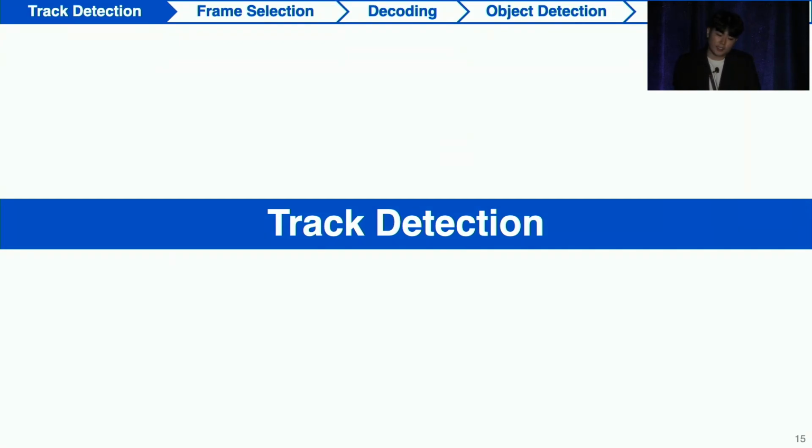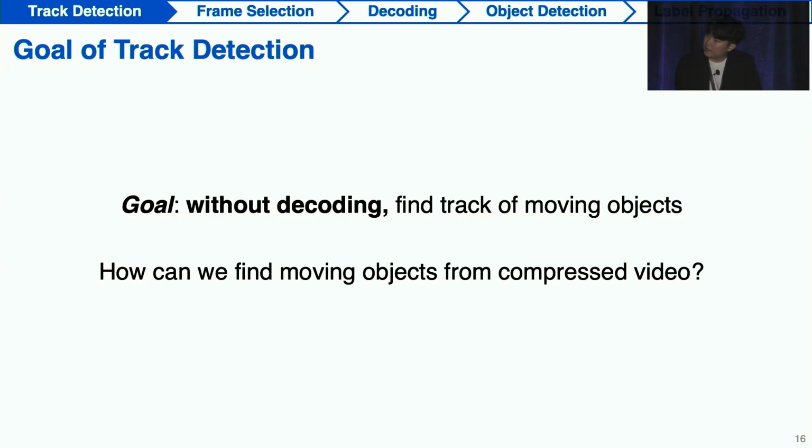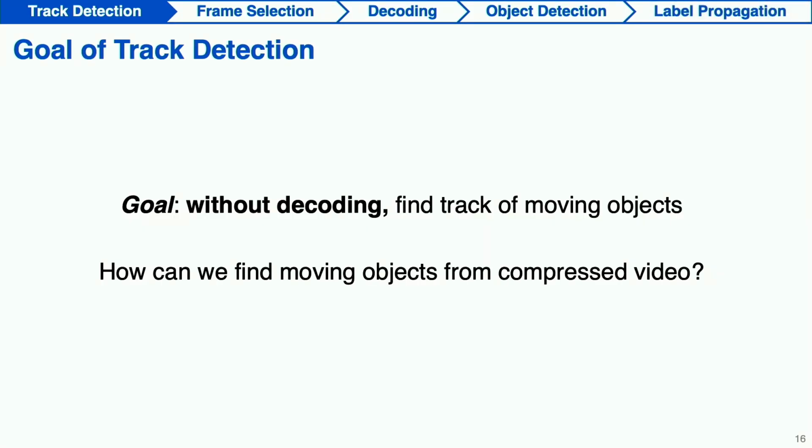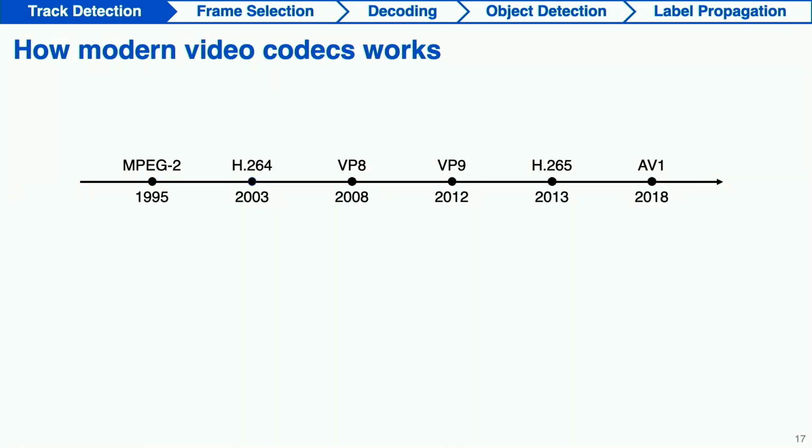The following are the internal stages in Kova, and I'll explain each stage one by one. First, the track detection stage. In the track detection stage, the goal is to find the tracks of moving objects without having to decode any frames. However, not decoding any frame means that video data are still stored in the compressed format. Then how can we find objects from a compressed video? In order for me to explain this, I'll briefly have to go over how modern video codecs work.